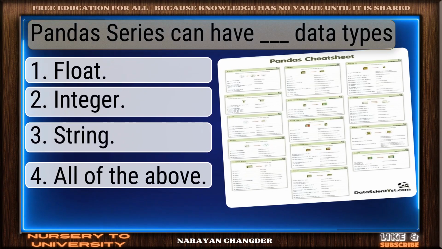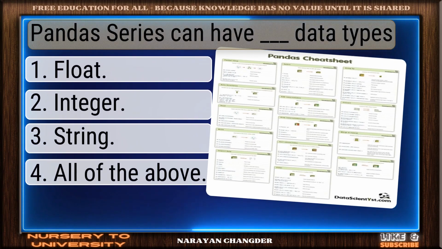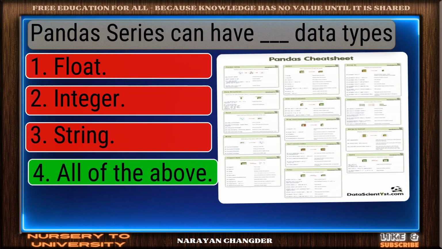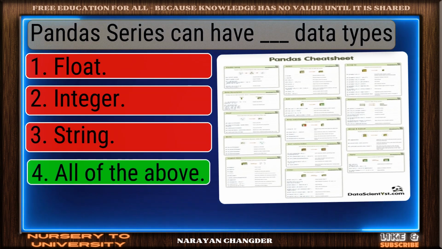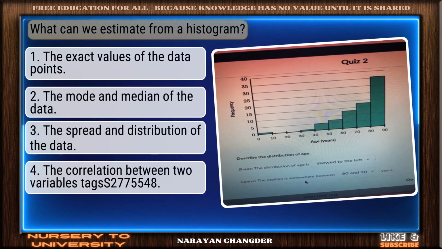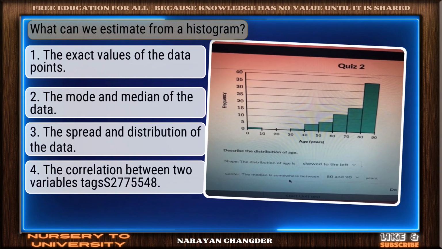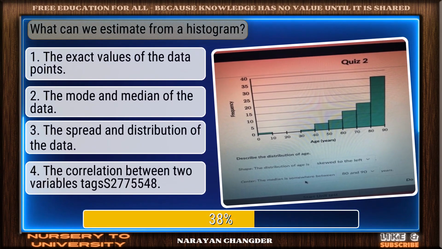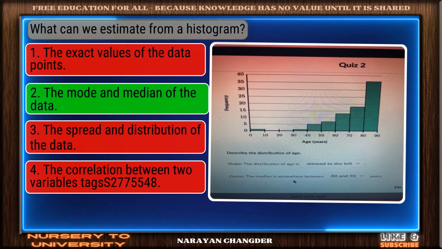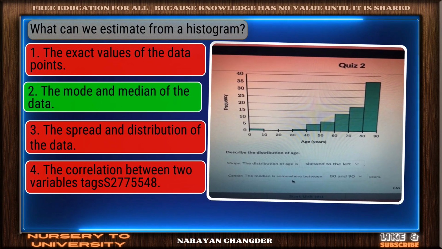Question number 49. Pandas series can have dash data types? Correct response. All of the above is the most accurate answer. Question number 50. What can we estimate from a histogram? Strong choice. The mode and median of the data is the right answer.